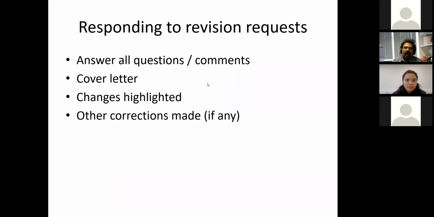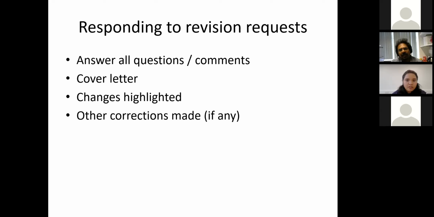So how would you respond to the revision request? You should answer all the questions and comments. You should submit two different manuscripts: one is the clean manuscript and the second is the manuscript with changes highlighted. Write it in a different font so that it will be easier for the editor and the reviewer to review it.